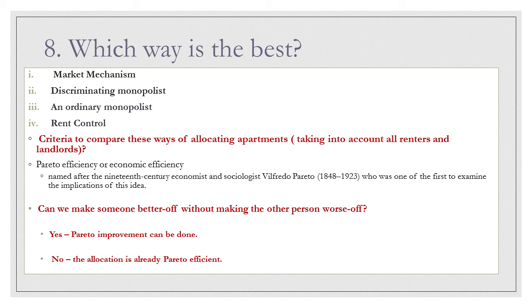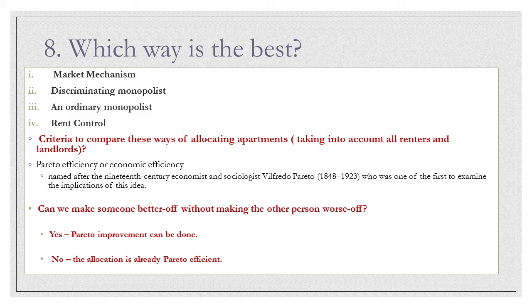Which way is best in terms of allocation of apartments? Before devising any criteria, it should be in such a way that both the supplier and the buyer, the producer and the consumer here, that is the renter and the landlords, are taken into account. So the answer to this, in terms of a criteria, comes from the concept offered by Wilfredo Pareto.